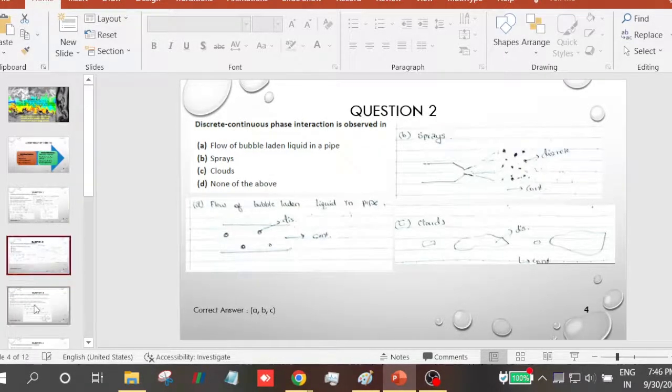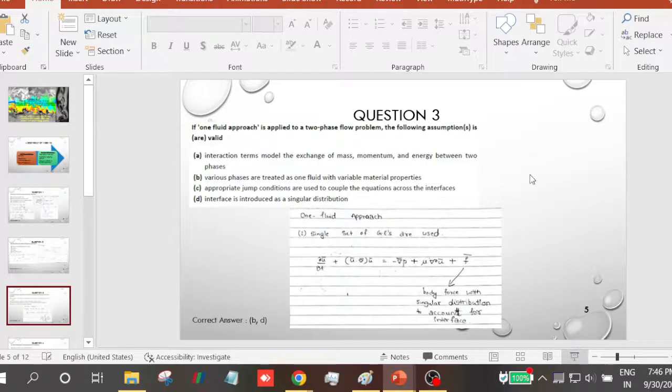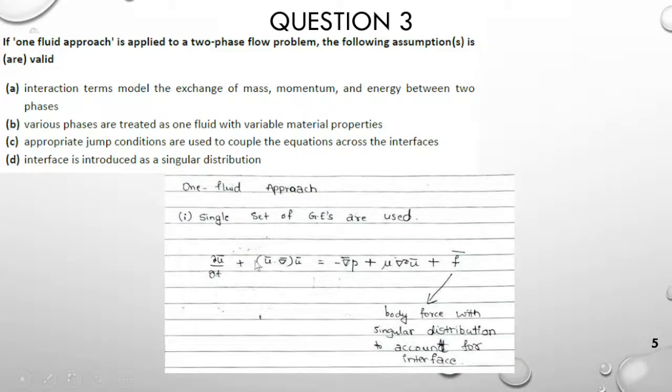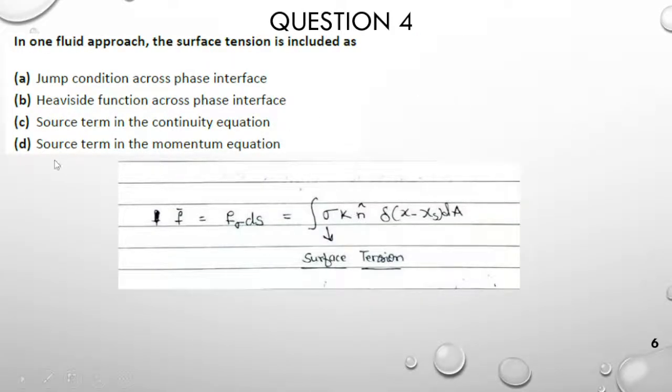What I was telling is that you need to calculate this u in the regions apart from the interface also. There you use the Heaviside functions to calculate the value of u. So you take u as 0 into u1 plus 1 into u2, because you have only phase 2 in that particular region. But surface tension is included as a body force term, as a source term in the momentum equation.